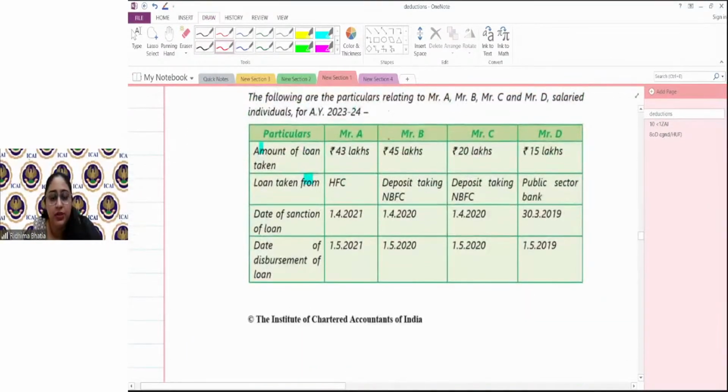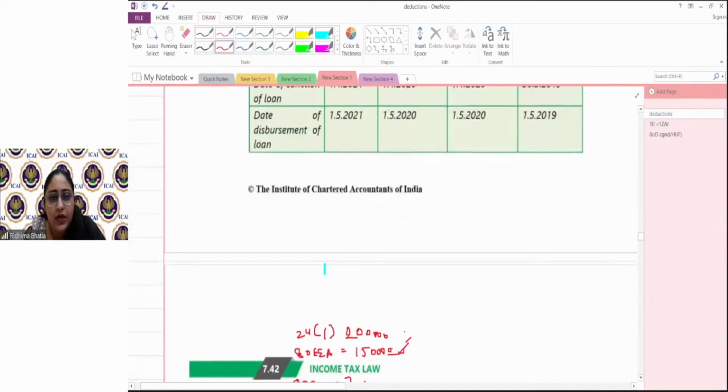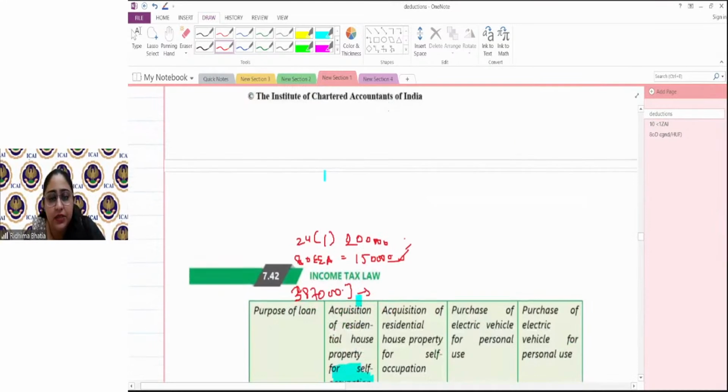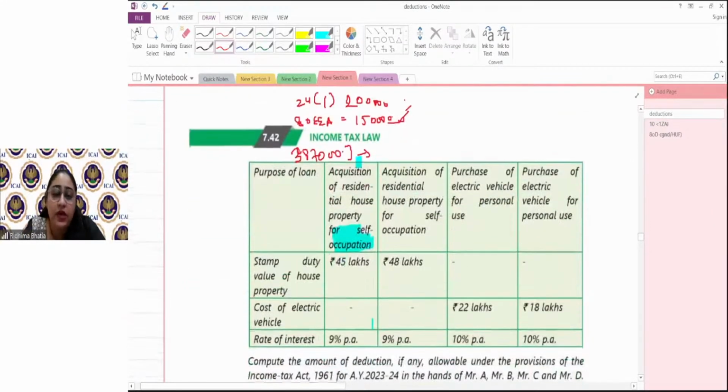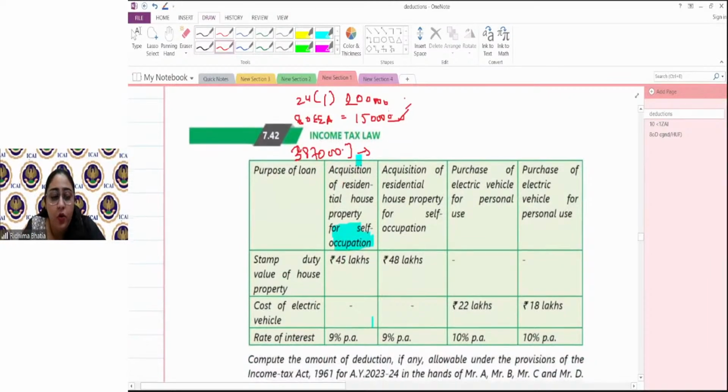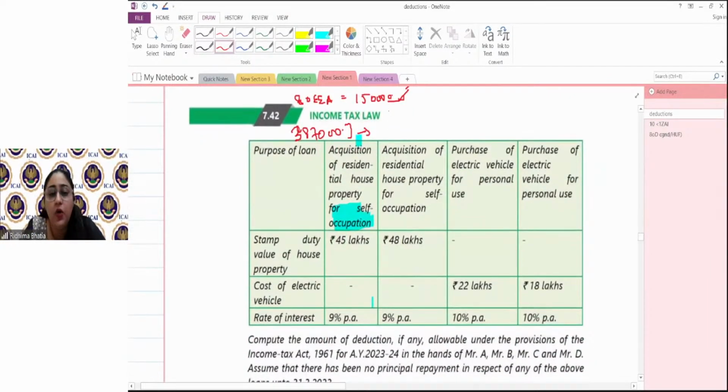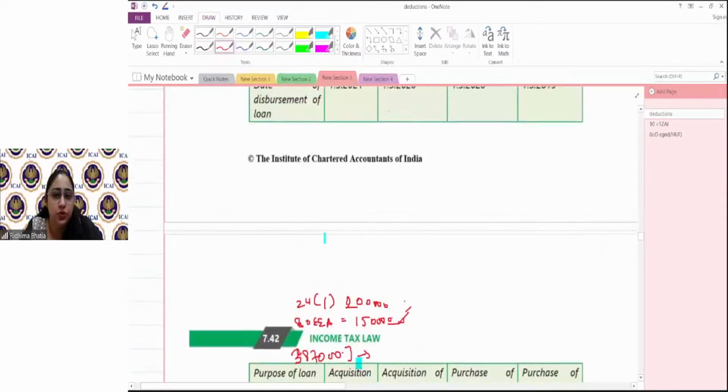Next interesting, loan is taken from NBFC. Very good. Loan taken in 2020, how much loan was taken? 20 lakhs by Mr. C. Purpose of electric vehicle. Very good. Electric vehicle, that means 80EEB. There, cost of electric vehicle, there is no criteria anywhere. Only criteria is electric vehicle loan should be taken, and that's it within that window. And in that window they have taken the loan. Electric vehicle of 22 lakhs, you will not consider; 10% on 20 lakhs comes to 2 lakh, but maximum 1,50,000 you can claim. Next, purchase of electric vehicle for personal use, commercial use does not matter.